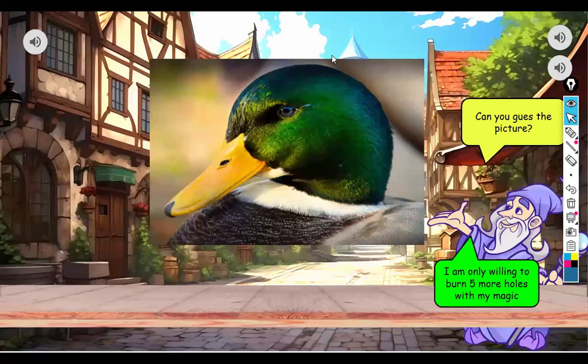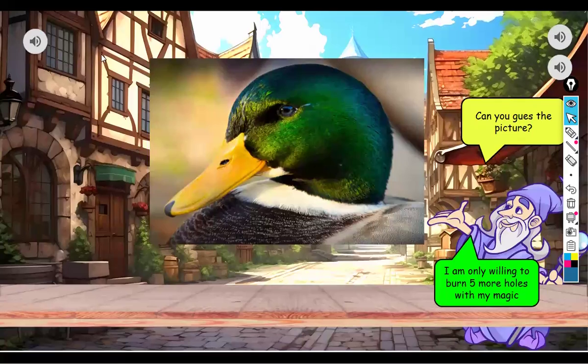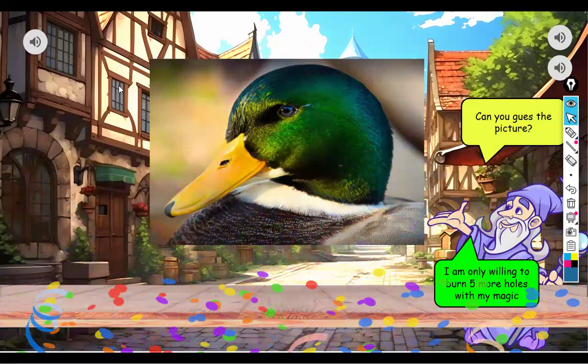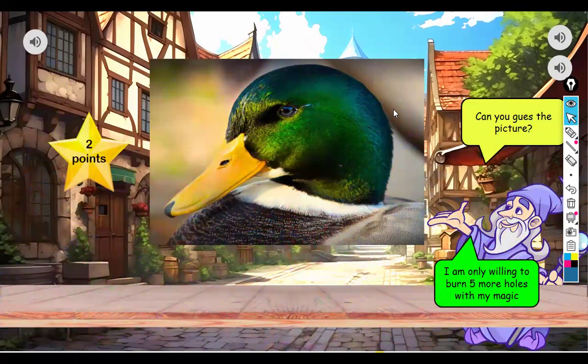A mallard duck. What do you mean how? That's just how it is. I don't have an explanation. All right, let's move on. Right, that's 2 points if you got it correct.